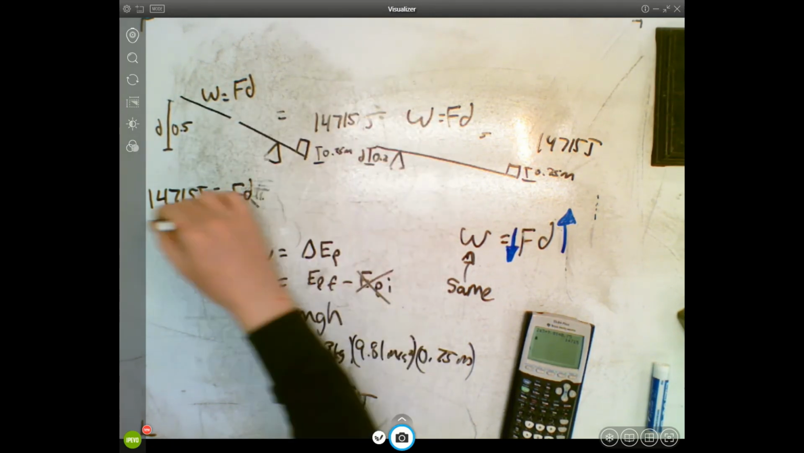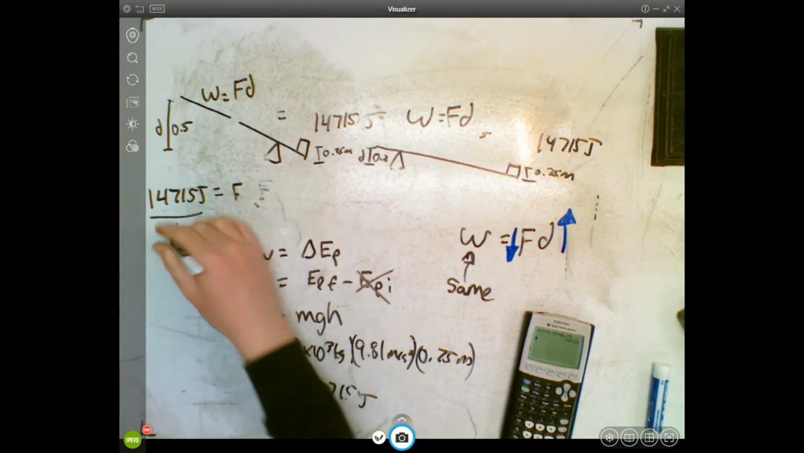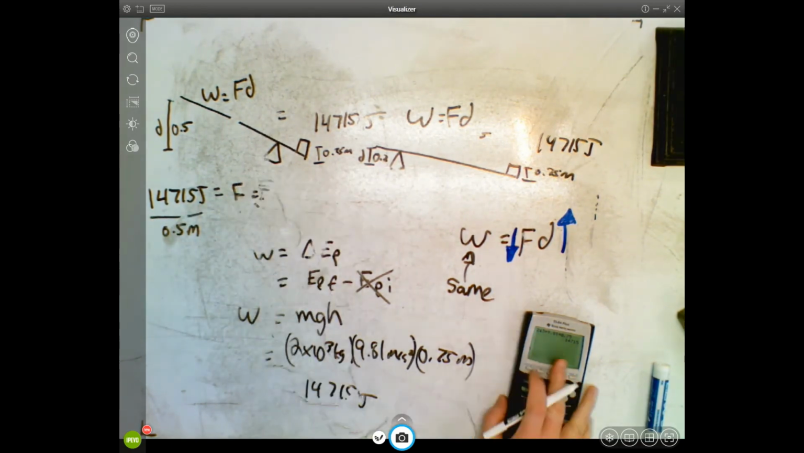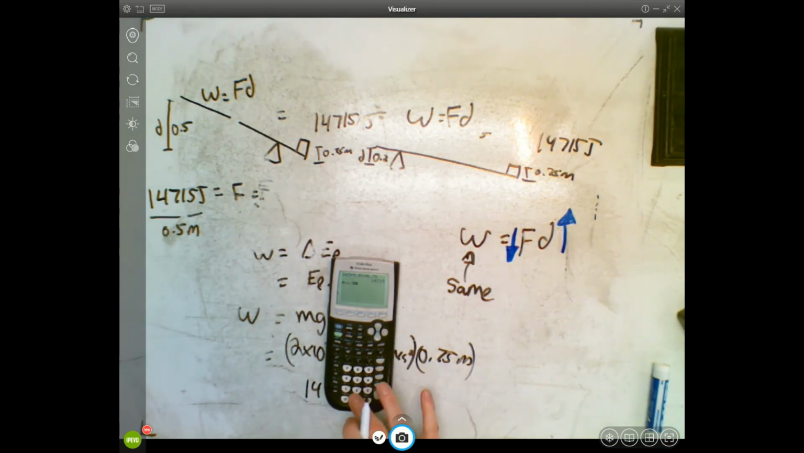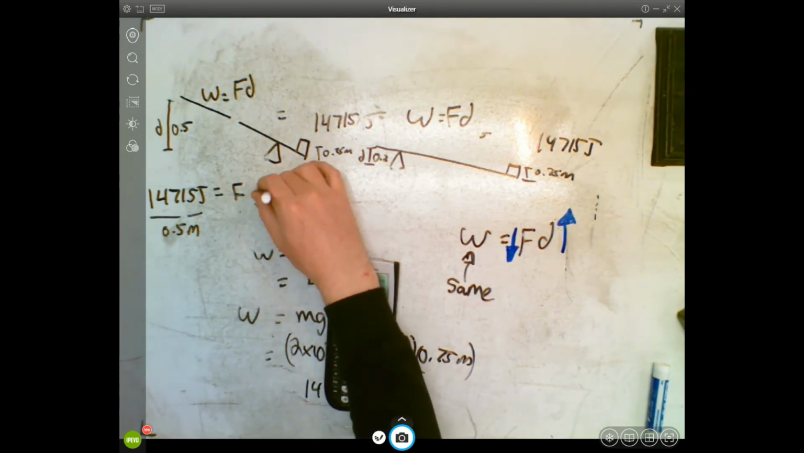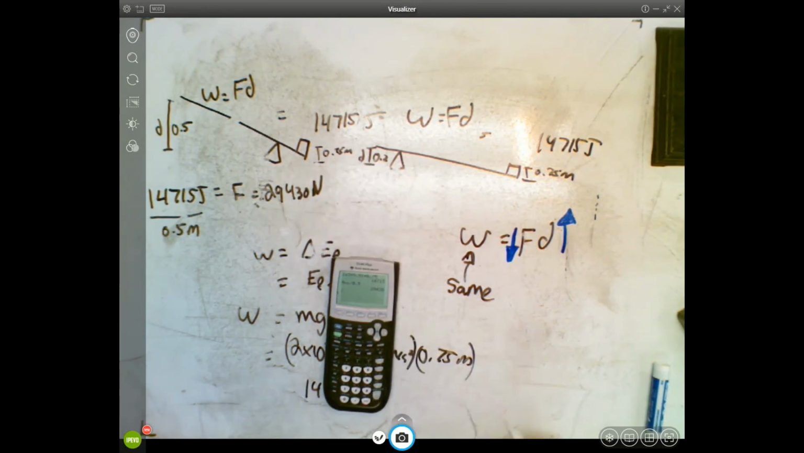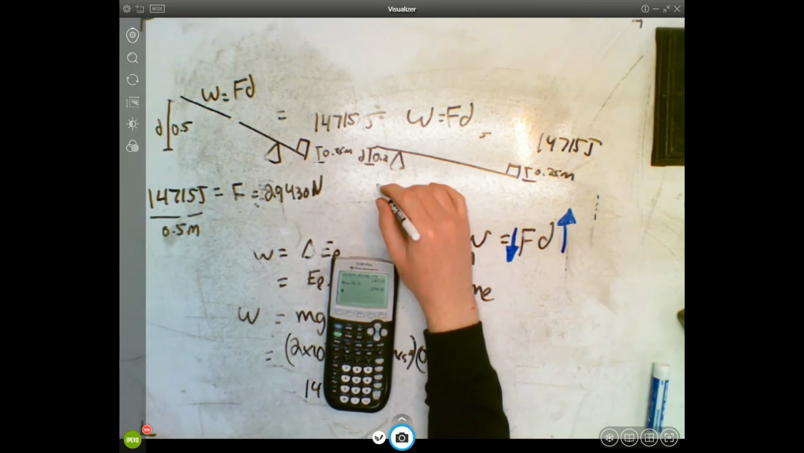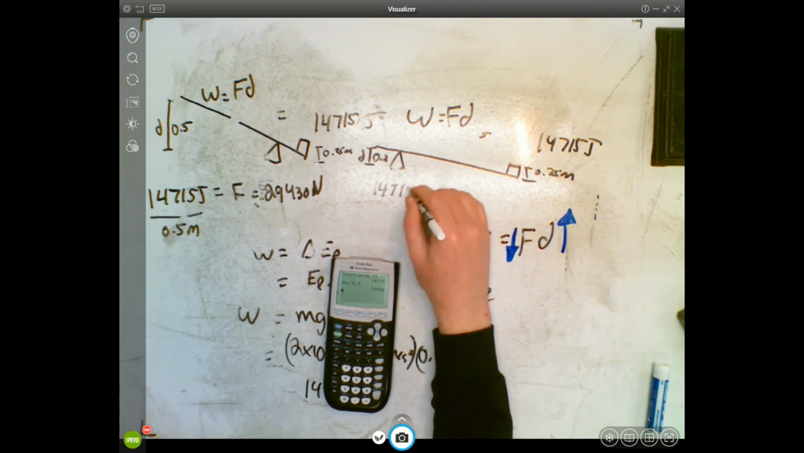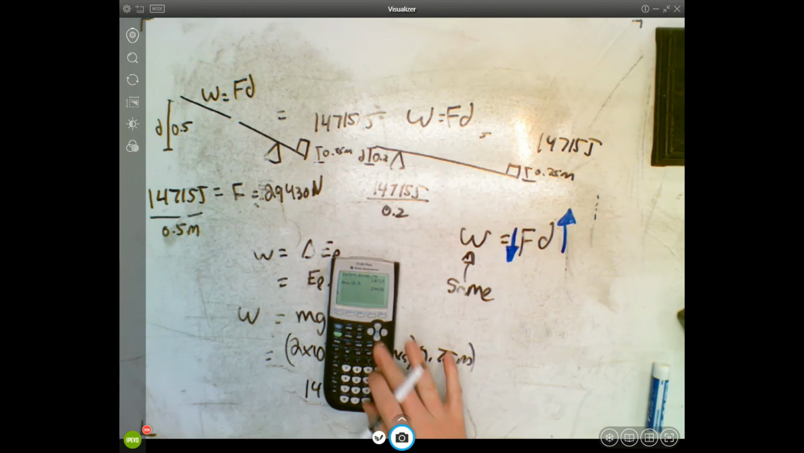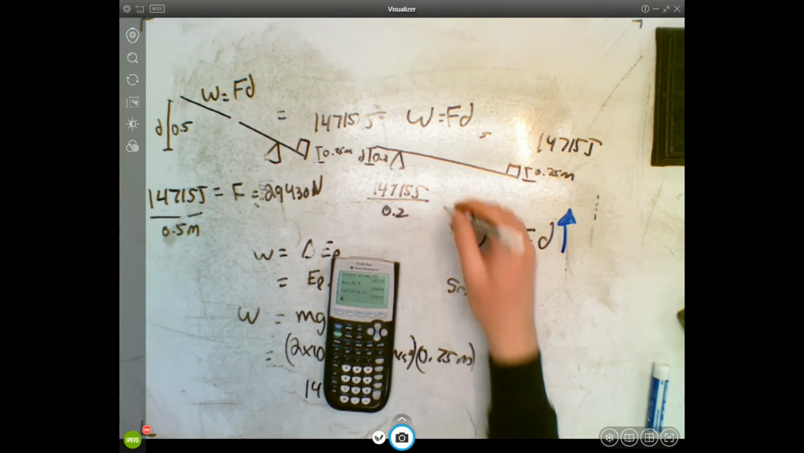So if I move my distance down here and I do this as 0.5 meters, I find that my force is going to be much less. So I divide that by 0.5 meters. So my force to do that is this many newtons. But over here, to lift that car up and give it this much potential energy, if I divide it by my distance of 0.2, I find that it's a bigger number.